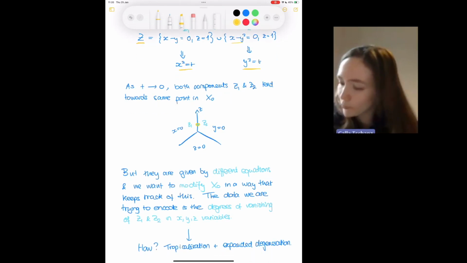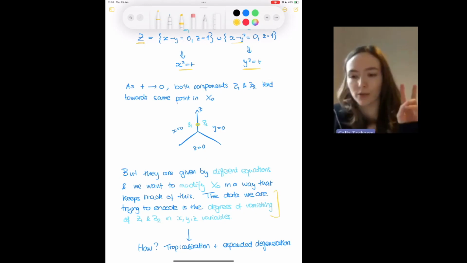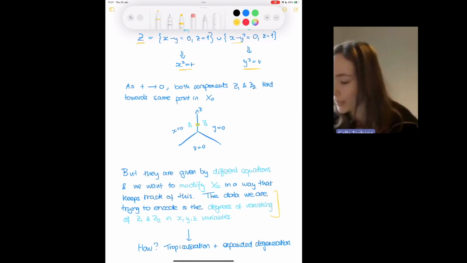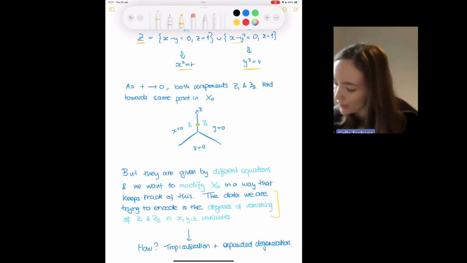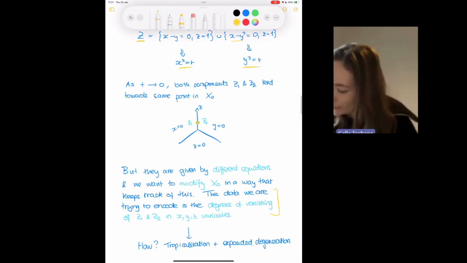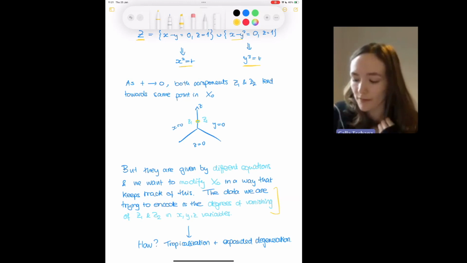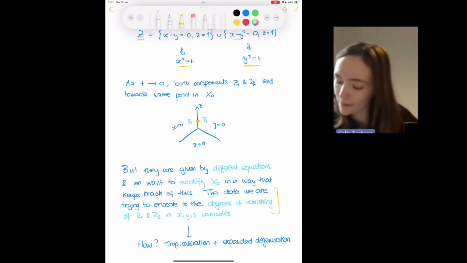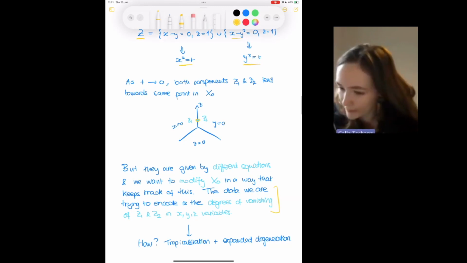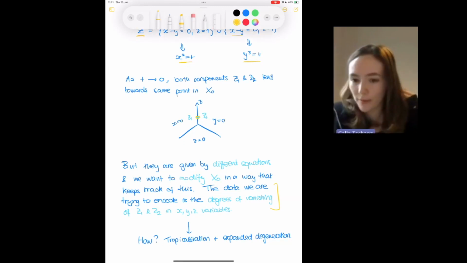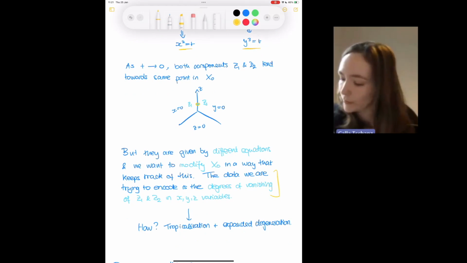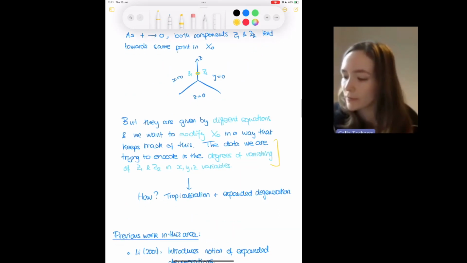Okay, and what exactly this means, more precisely, when I say we want to keep track of the fact that we had different equations, is that the data we're trying to record with this is the degrees of vanishing of z1 and z2 in the x, y, z variables. So this is how we tell them apart. Okay, so the way that we will do this is by combining these ideas of tropical geometry and these ideas of expanded degenerations.